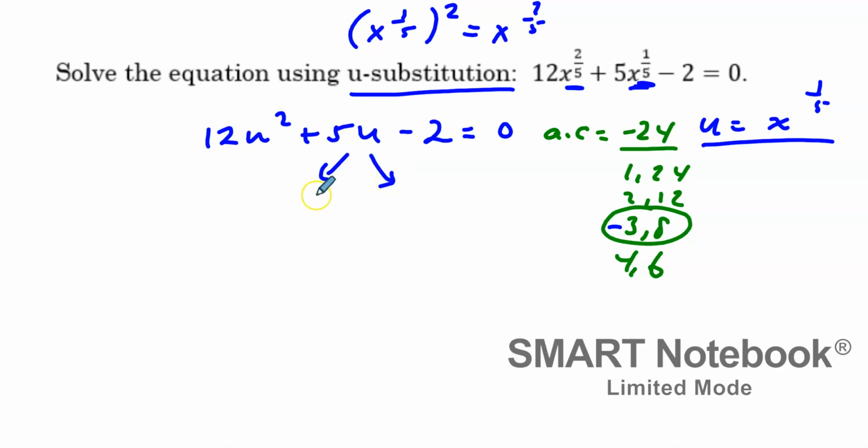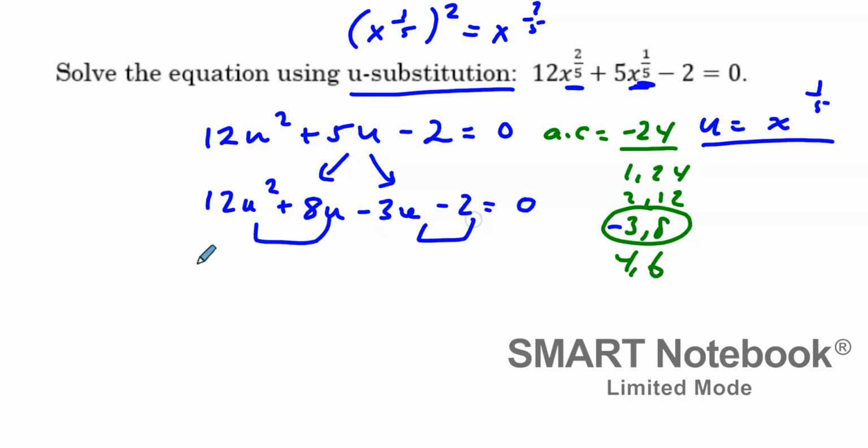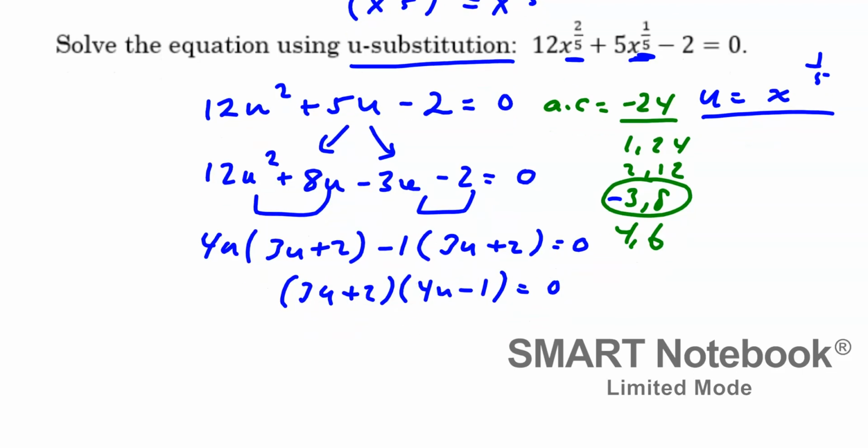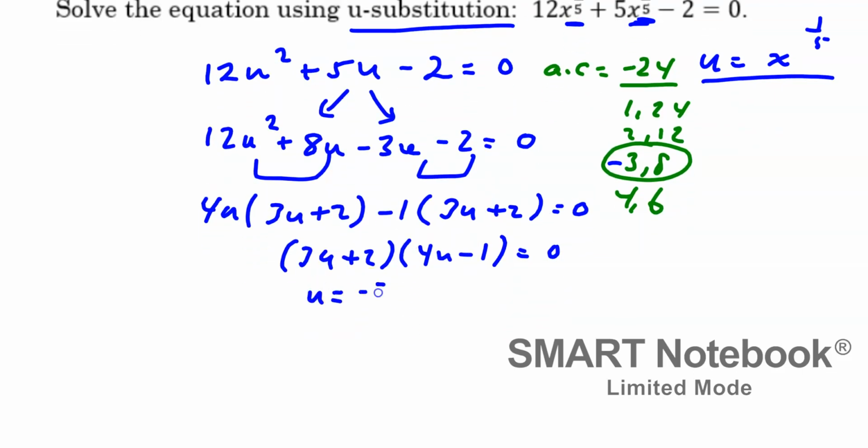So you'd split that middle term. I'm going to put the 8 by the 12 into 8u minus 3u. I'm going to bring down my 12u squared, and I'm going to bring down my -2. I'm going to factor by grouping, take out 4u, and be left with 3u plus 2. Here, I'm going to divide out a -1 and also be left with 3u plus 2. So it factors to be (3u plus 2)(4u minus 1) equals 0. So my two answers for u are -2/3 and +1/4.